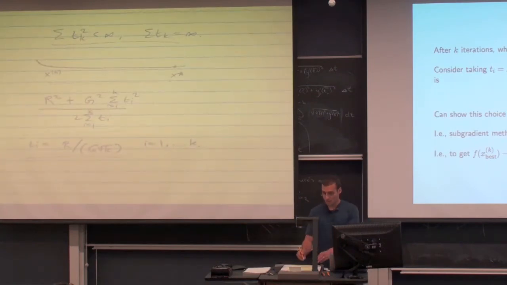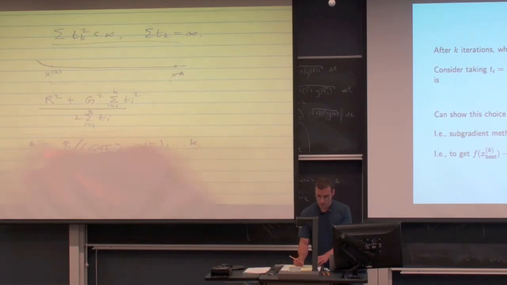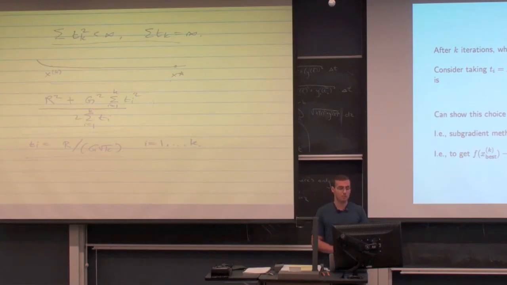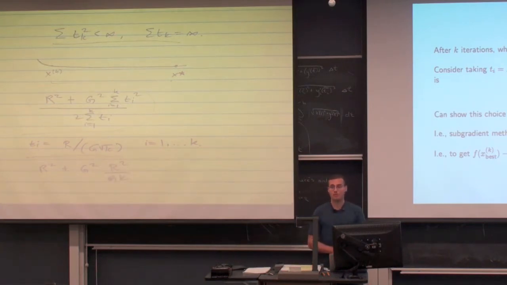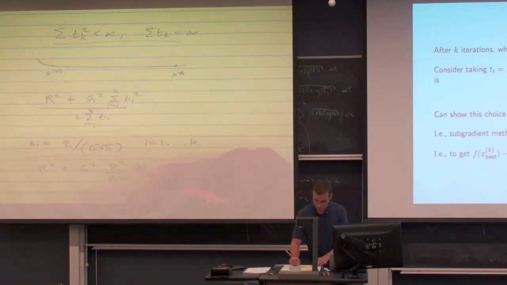Okay, so we want to say that we're going to take this fixed step size for k iterations, and then we're going to stop the algorithm. We're going to see how far away we are from the minimum. So let's plug that in. When we plug that in, we get r squared plus g squared times what's ti squared? It's r squared over g times k. And I'm summing that up from 1 to k, so I get another k here. So these cancel.